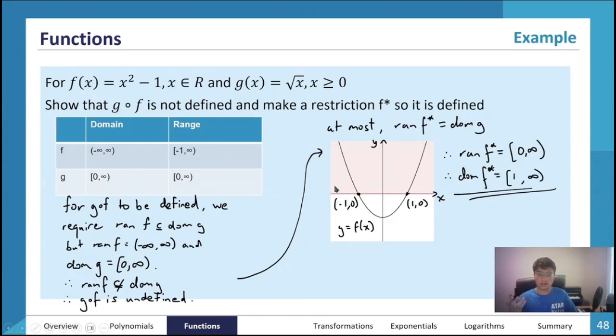You can choose either. And that's the thing about composite functions. There's a whole range of different restrictions that you can make to make this function g of f defined. In this case, I just went for the positive branch. So we have the domain of f star equal to 1 to infinity.